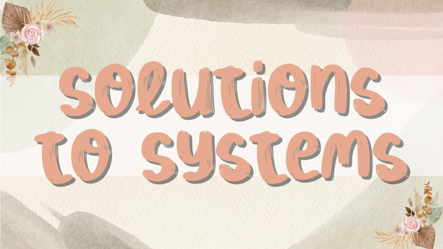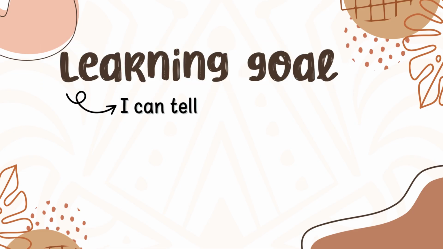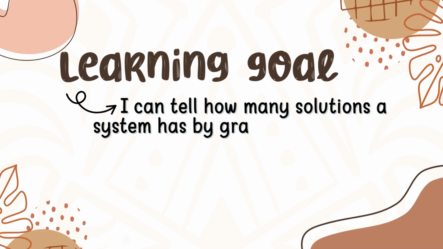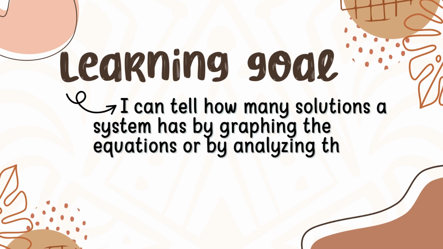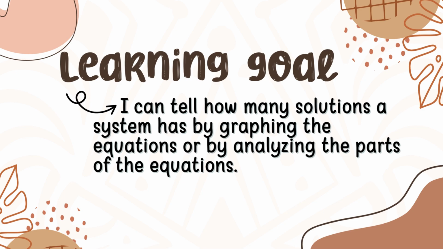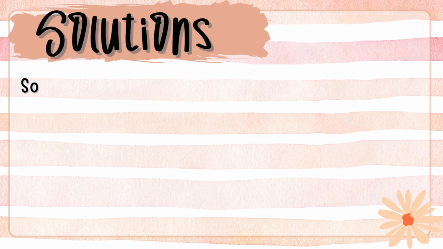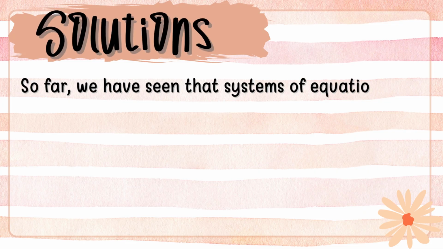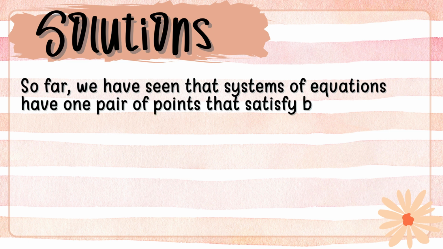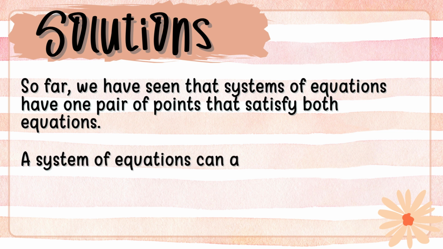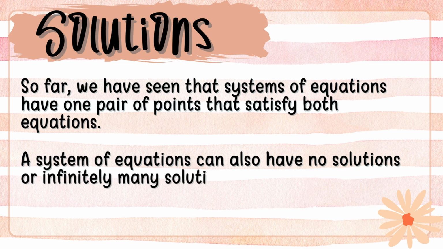Solutions to systems of equations. In this video, you'll learn how to tell how many solutions a system has by graphing the equations or by analyzing the parts of the equations. So far, we have seen that systems of equations have one pair of points that satisfy both equations. A system of equations can also have no solutions or infinitely many solutions. So let's look at each type.